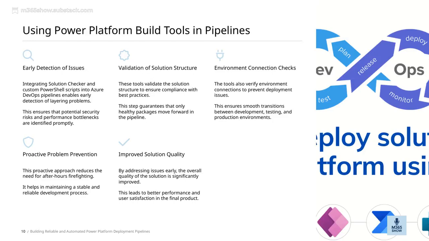Another important aspect is validating the solution structure. By ensuring our packages adhere to best practices, we make sure only healthy, compliant components proceed through the pipeline. This step is essential for maintaining quality and avoiding issues down the line. Finally, integrating tools like Solution Checker and custom PowerShell scripts into Azure DevOps pipelines allows us to detect potential layering problems early. This means security risks and performance bottlenecks are identified right away, giving us the chance to address them before they become bigger problems. Overall, this proactive, automated approach keeps our deployments efficient, secure, and high quality.